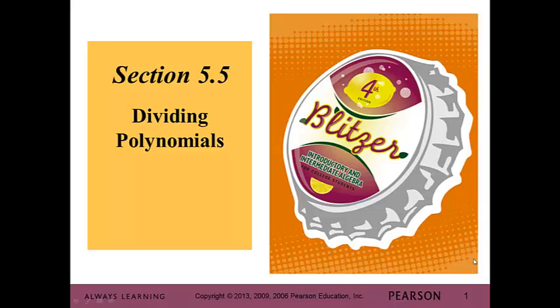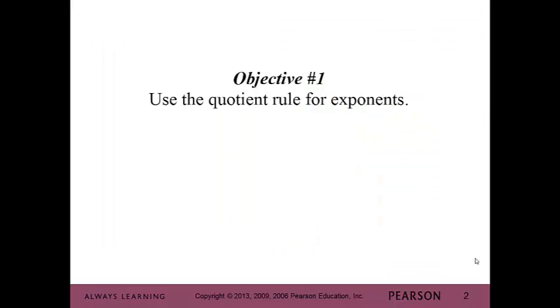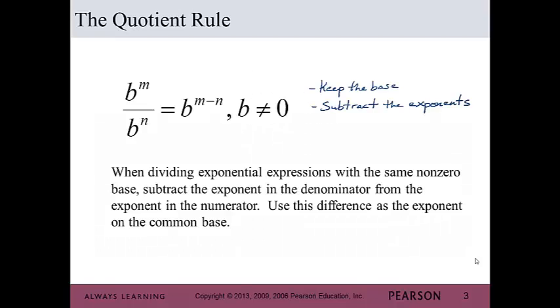Now we're in chapter 5.5 and we're going to be dividing polynomials. Our first objective is to use the quotient rule for exponents. And the quotient rule says the following. If I have a base raised to a power, so b raised to the mth power, and I'm dividing by the same base raised to another power, so b raised to the nth power, the rule is to keep the base, so keep your b, and then subtract the exponents, and you'll have m minus n.